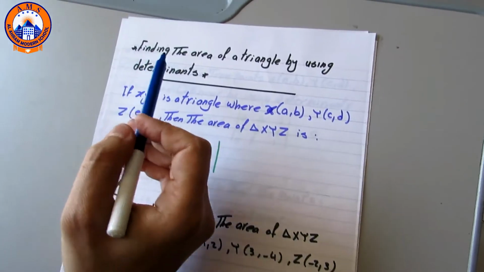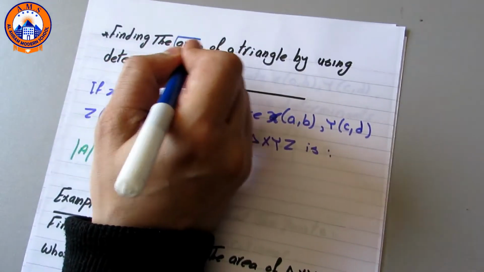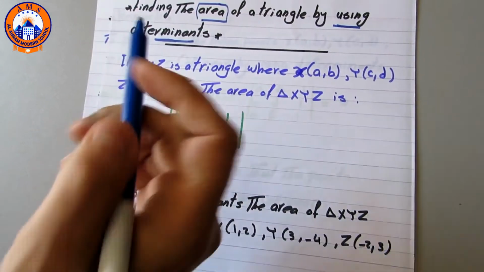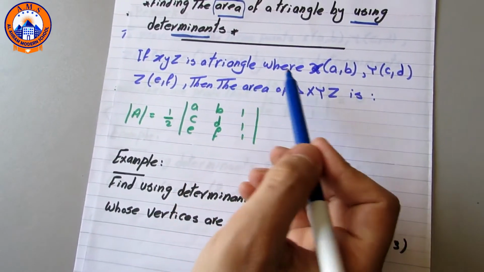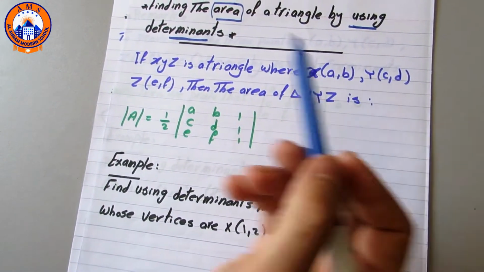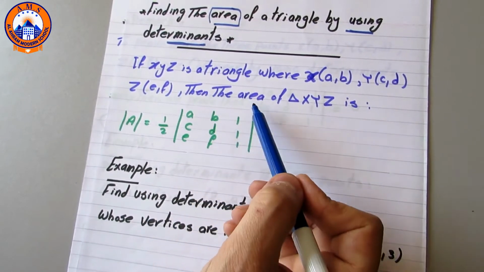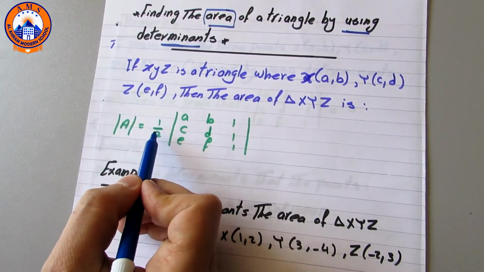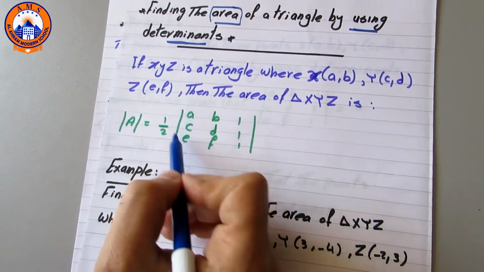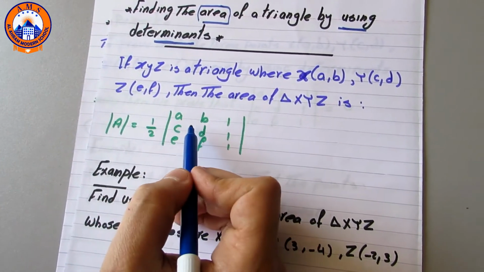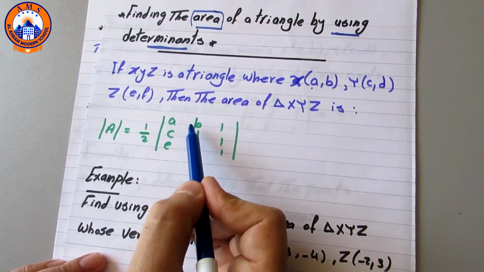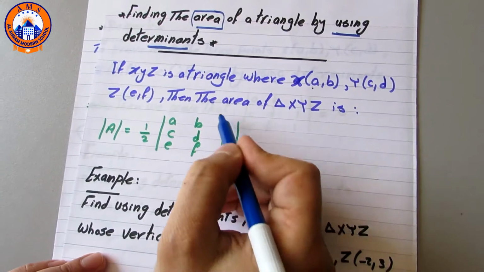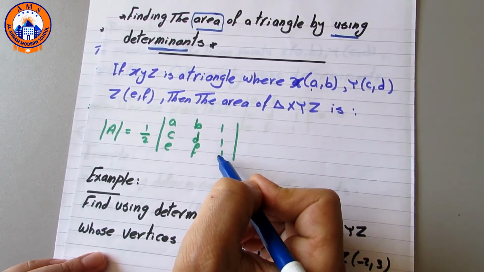The third part of the lesson: how to find the area of the triangle, but using what? Using the determinants. If XYZ is a triangle where X is (a, b), Y is (c, d), Z is (e, f), then the area of triangle XYZ equals what? Area equals half multiply the determinant of the third order, and you have to line up the vertices: X, a and b; Y, c and d; Z, e and f; and you have to write in the third column 1 and 1 and 1.